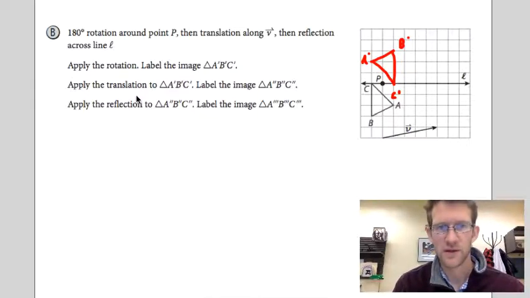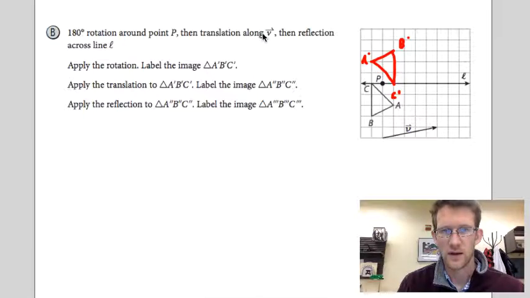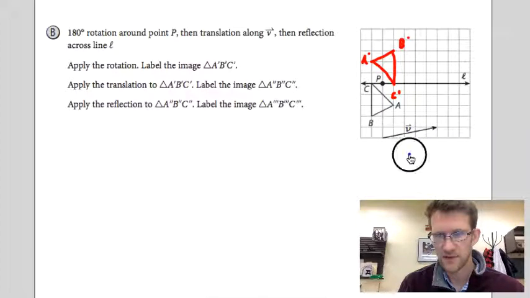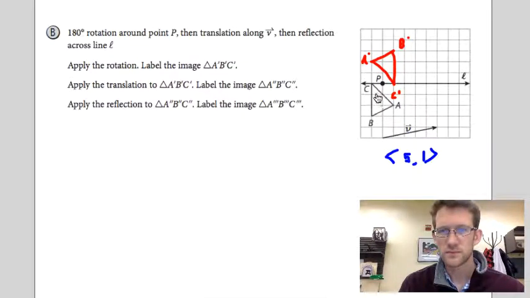Second step, apply the translation along vector V. So what is vector V? Well, vector V is, let's see, 1, 2, 3, 4, 5. So if I were to write in component form, it'd be 5, comma, and then the vertical part, which is 1. So vector V would look something like this. But we apply it to this new image here. So we're going to go over 5, 1, 2, 3, 4, 5, up 1.